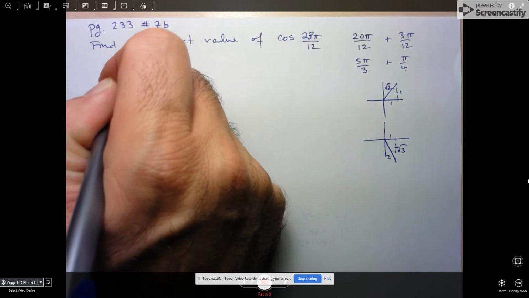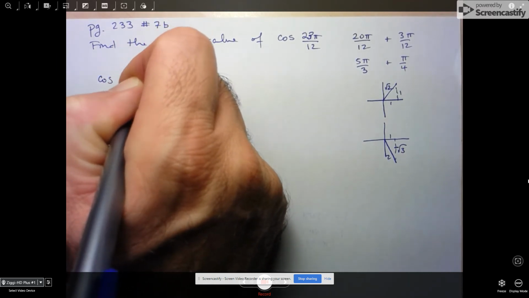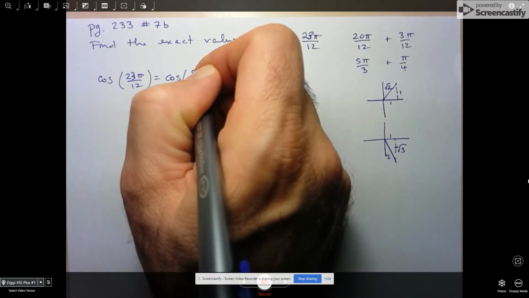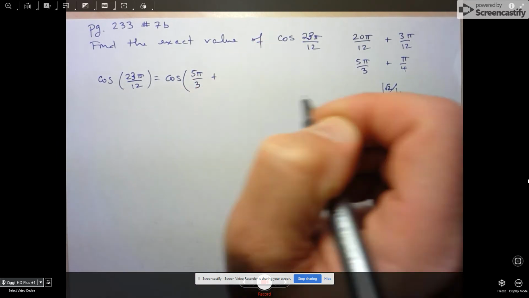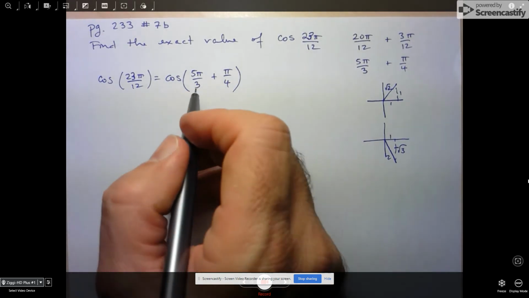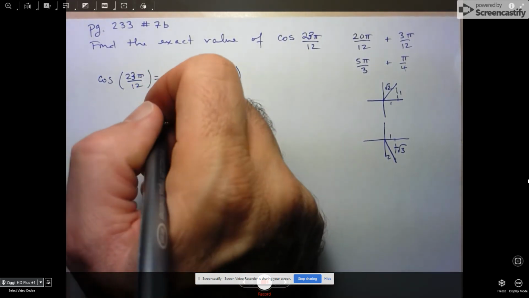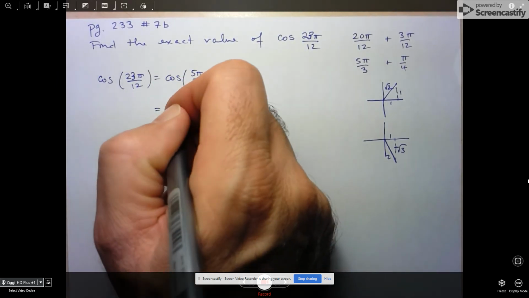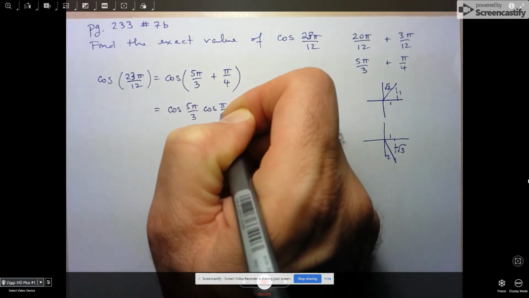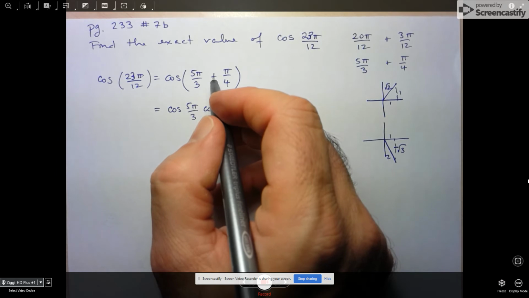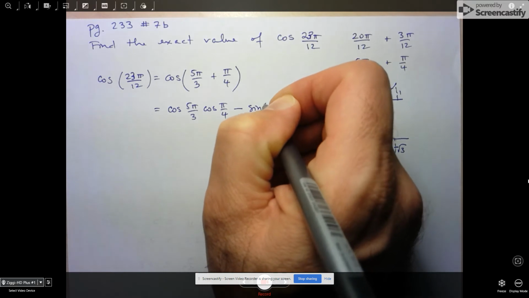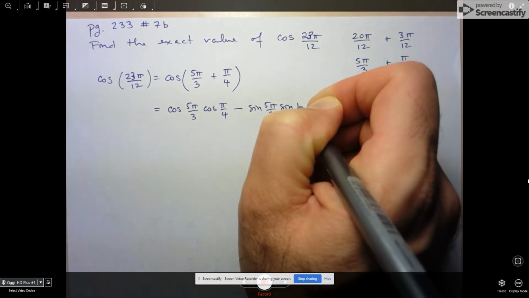So we're going to rewrite cos of 23 pi over 12 as cosine of 5 pi over 3, which is 20 pi over 12, plus pi over 4, which is 3 pi over 12. All right, and now I'm just going to apply my identity for the cosine of a sum. So here we know that that's going to be cos of the first times cos of the second. And with cosine, it's always the opposite of whatever operation you have here. So this is going to be minus sine of the first times sine of the second.